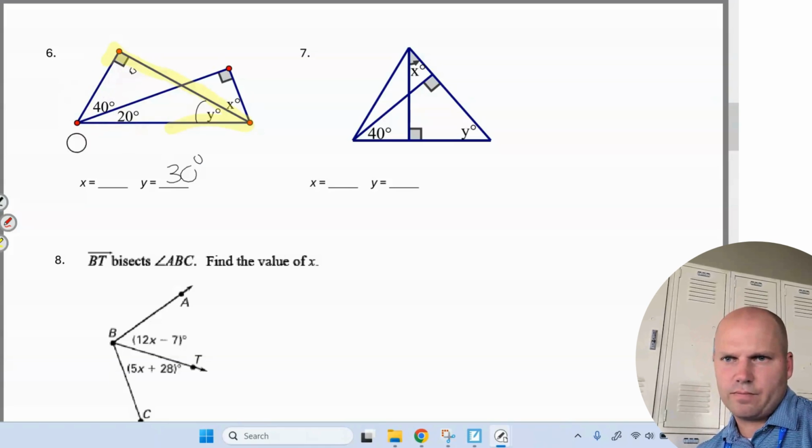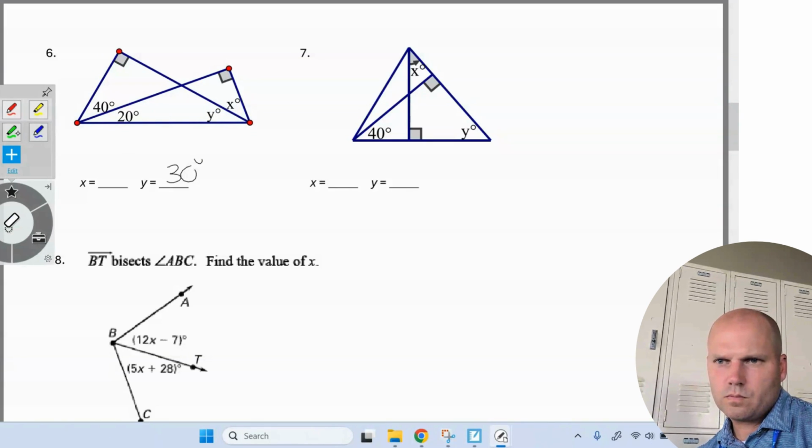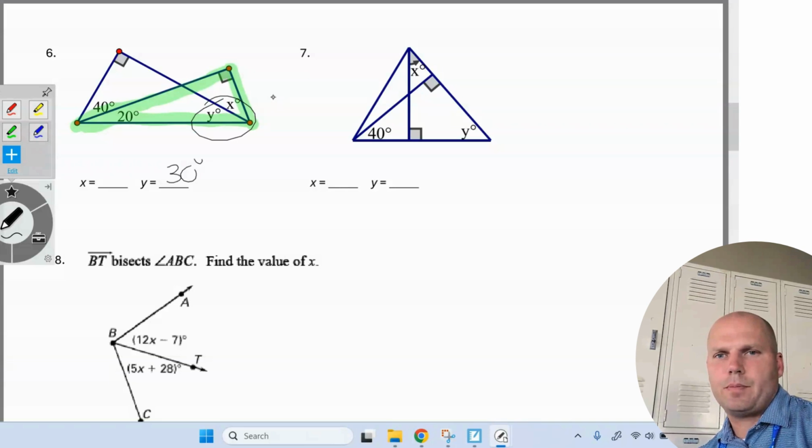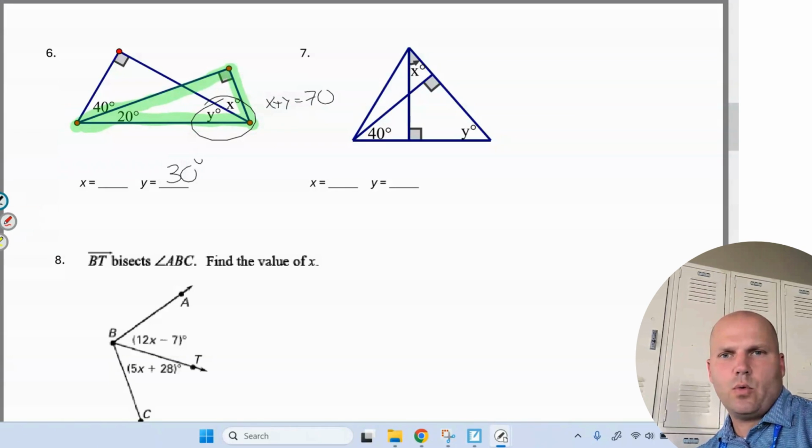Going in the other direction. You got this guy, that guy, that guy. And if this is 90 and this is 20, that's 110. These two must add up to equal 70. We already know y is 30, so x has to be 40. Cool.